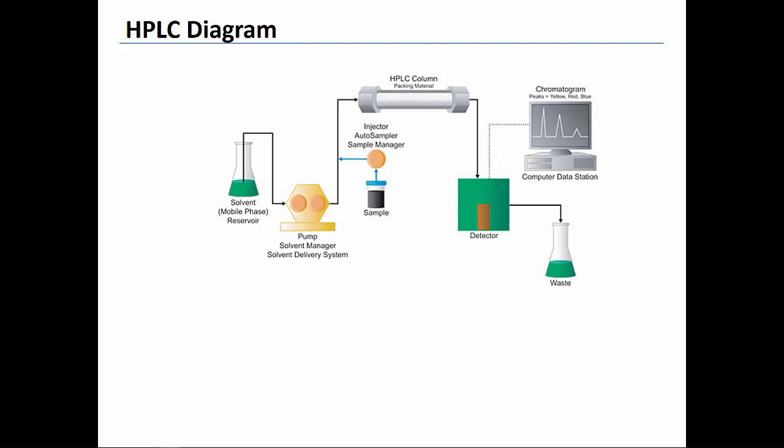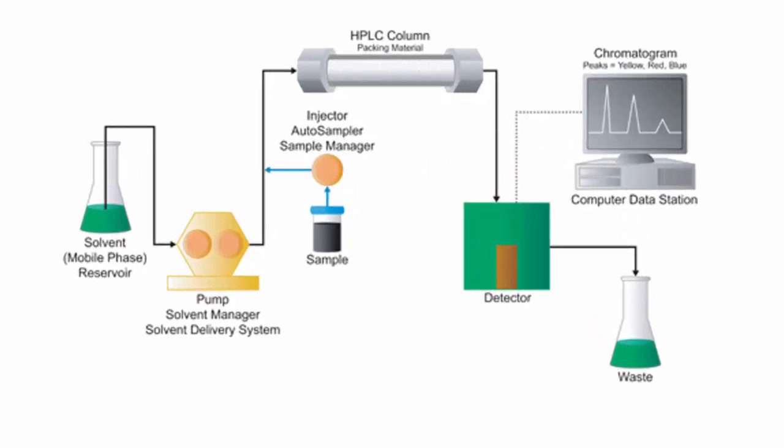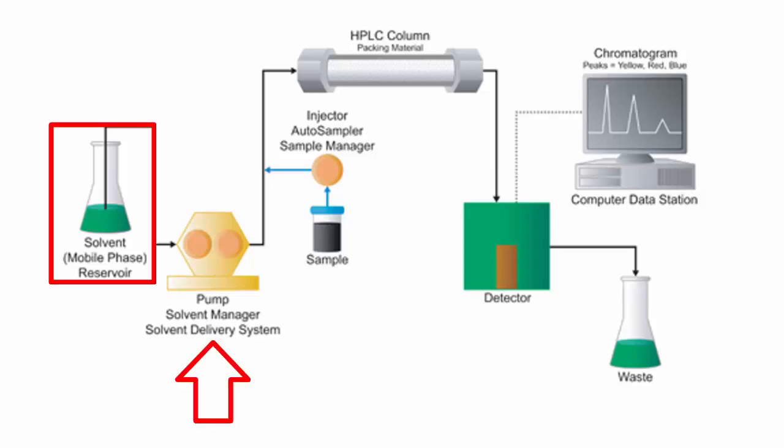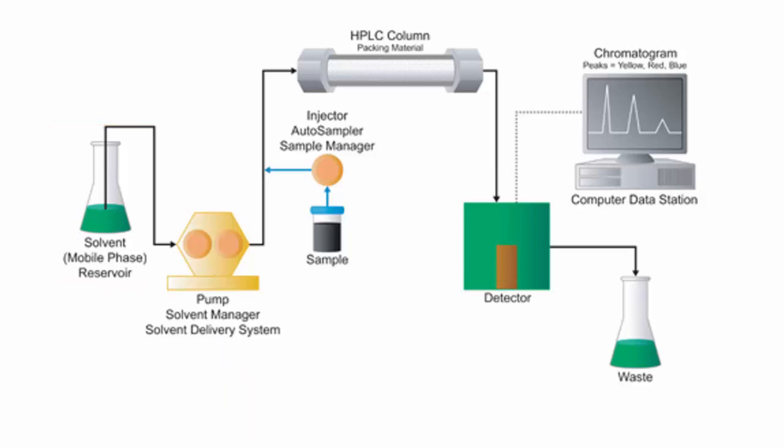The diagram shown on the screen is a schematic of the important components of an HPLC. At the beginning of the diagram are one or more solvents, which are pressurized by a pump. The solvents make up what is called the mobile phase. A small volume of sample is injected into the pressurized mobile phase.